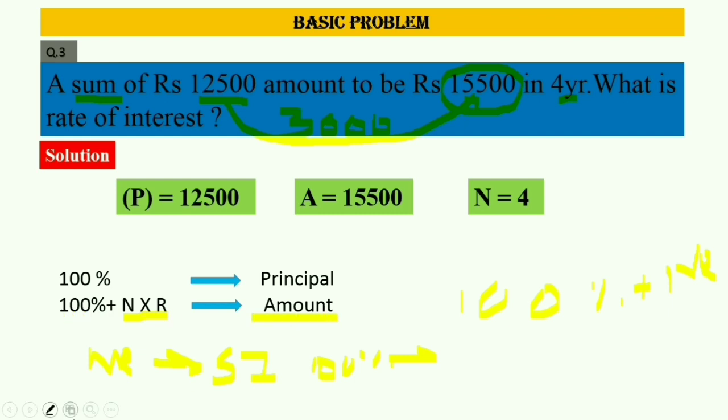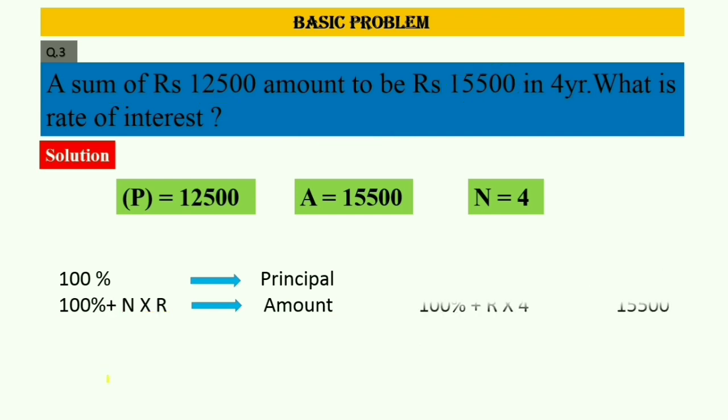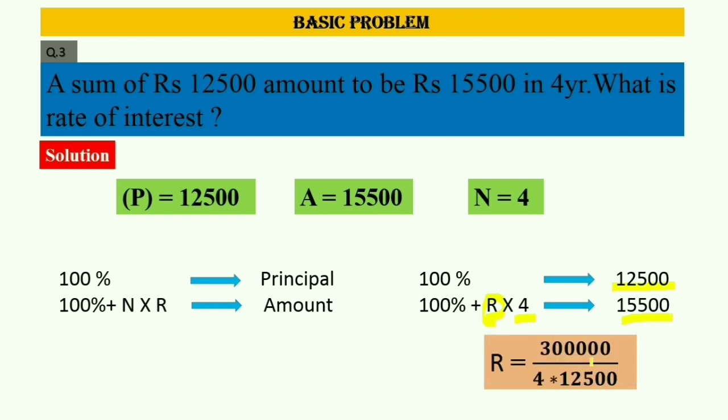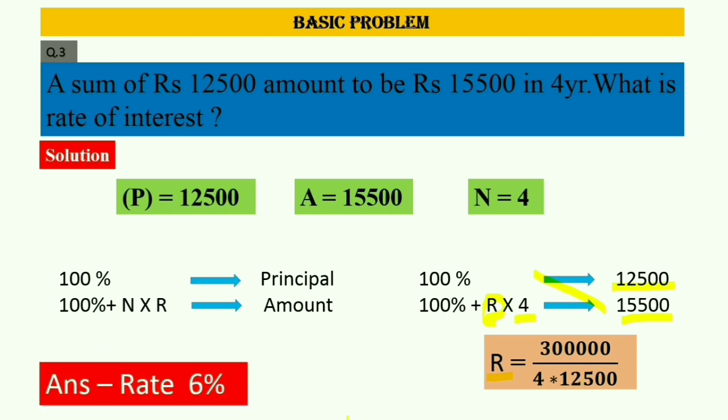So all that we have to do is apply the formula or the equation, that is 100% equals 12,500. The value of the principal is given. After that, 100% plus R, the rate of interest, we have to calculate, and the time period of 4 years is given. The amount after 4 years is also given. After cross multiplication we get the equation in the form R equals 3 lakh by 4 into 12,500. After calculating it we get the rate of interest, that is 6%. So this is the required answer.